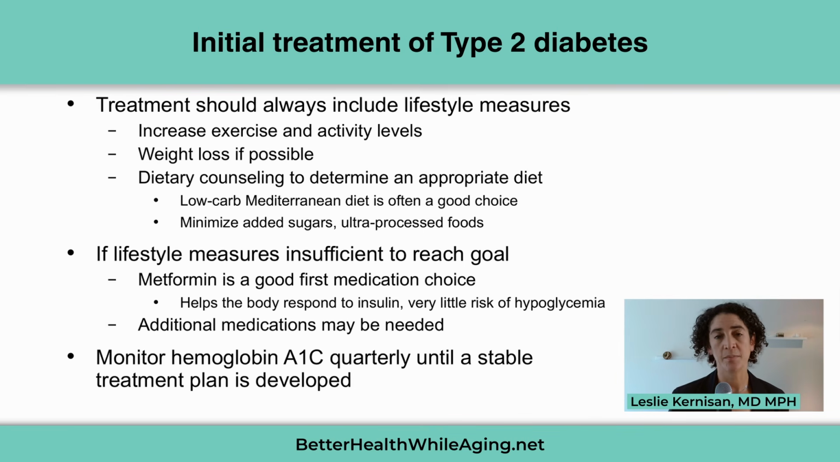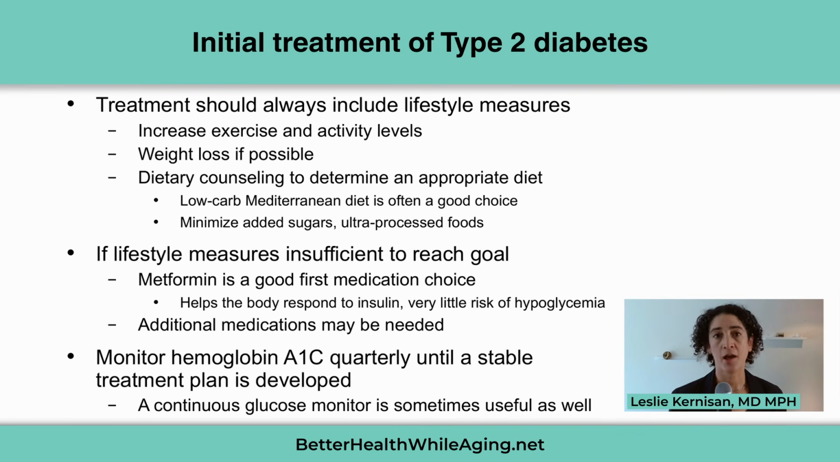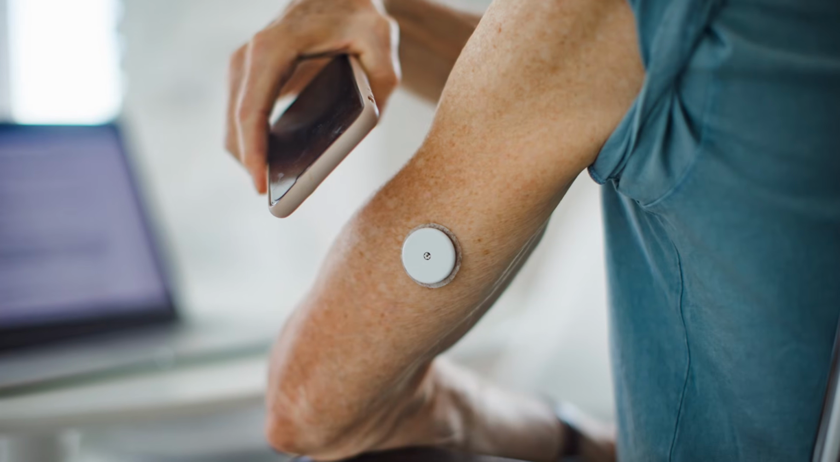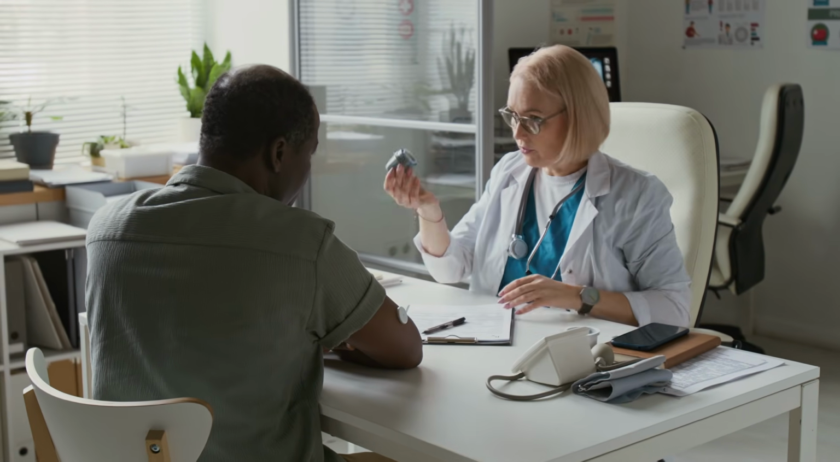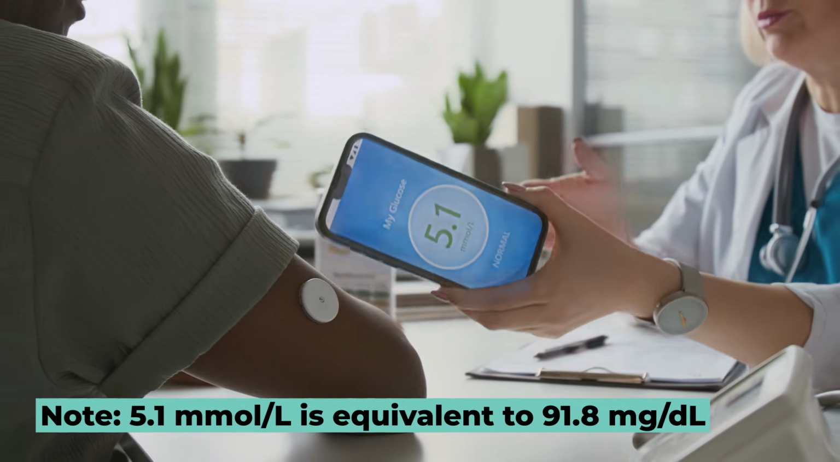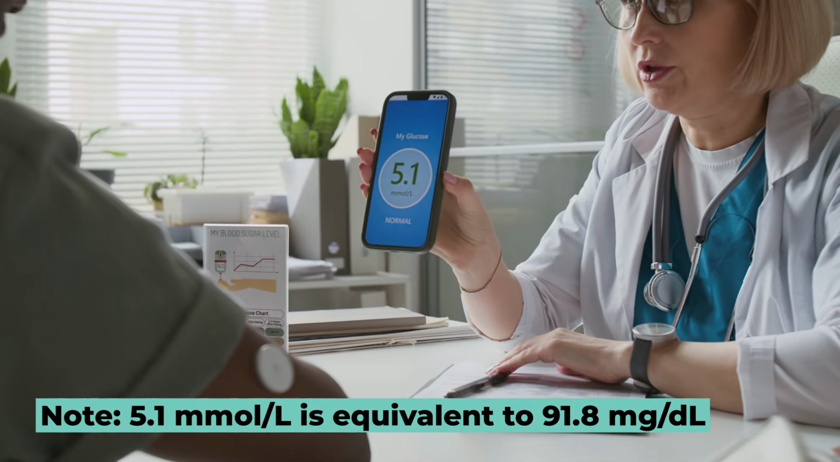And then what's common is to monitor the hemoglobin A1C quarterly, every 3 months, until you've developed a stable treatment plan. Another potential way to monitor blood sugar is to try a continuous blood glucose monitor. So this is basically a special patch. It's got a little filament. When you apply it, there's a little needle that briefly sticks the person to put the filament in. And afterwards, that filament is in the subcutaneous tissue, often on the back of the arm. And it continuously monitors your blood sugar and will transmit the readings usually to a smartphone.